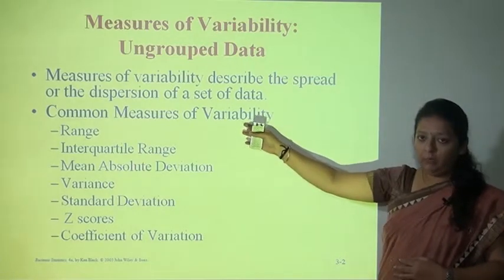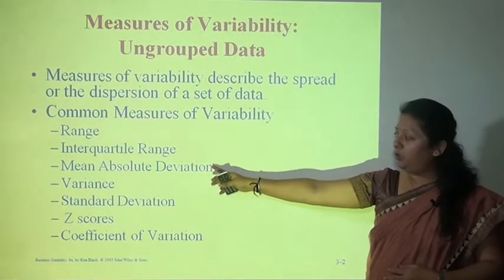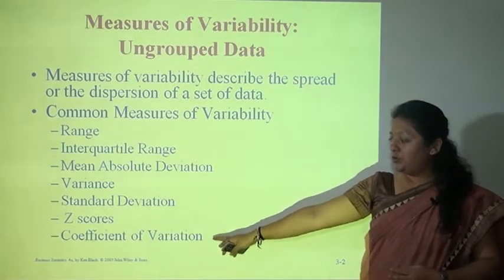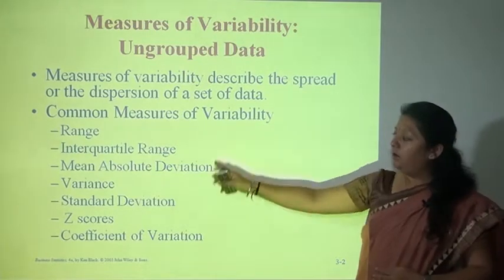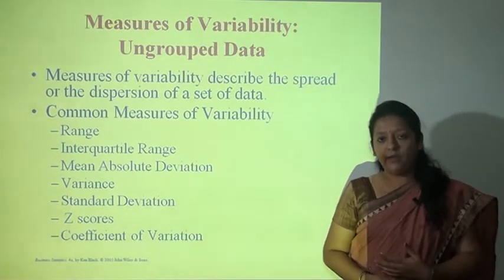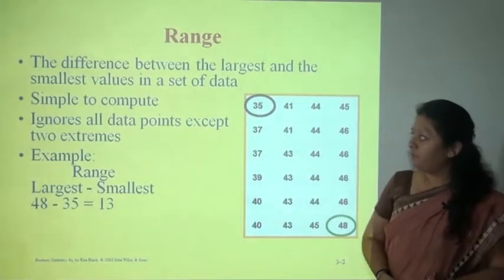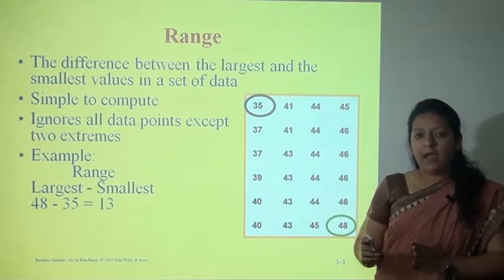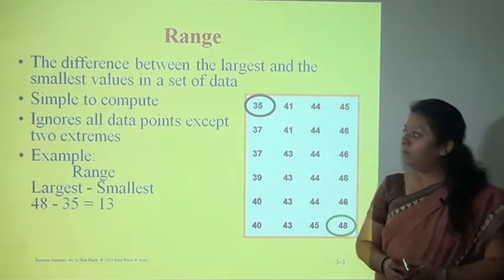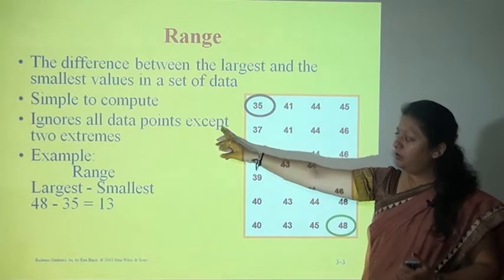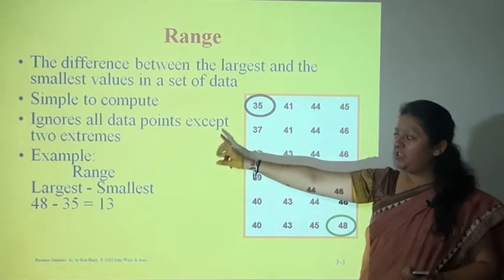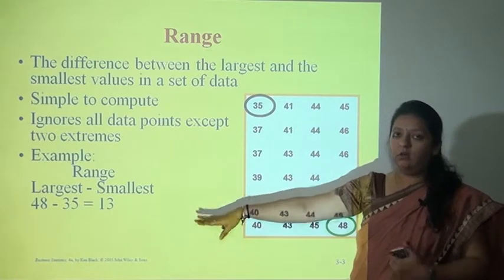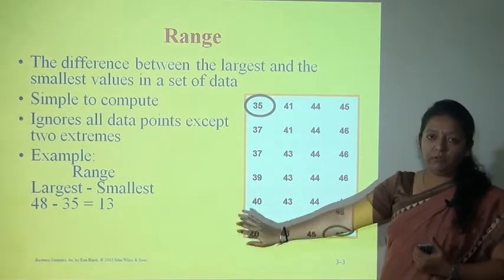Common measures for variability are range, interquartile range, mean absolute deviation, variance, standard deviation and coefficient of variation. We'll see first what a range is and how to calculate it. Range is simply the difference between the highest value and the lowest value in a group of data. It is simple to compute, but ignores all the data points except the two extremes. An example of how to calculate a range has been given here.